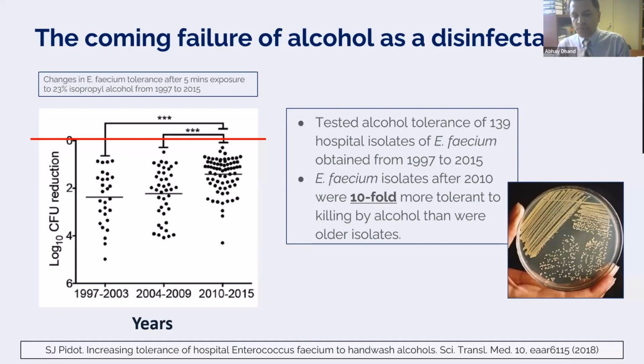This leads us to a probable question: what we're seeing is an increased tolerance in these hospital-based VRE, Enterococcus faecium, which might be developing tolerance to alcohol. That is why they are spreading a little bit more in the hospitals. Next slide, please.